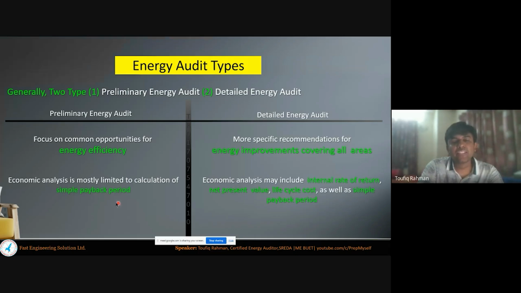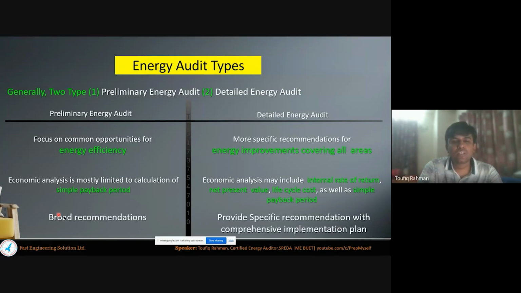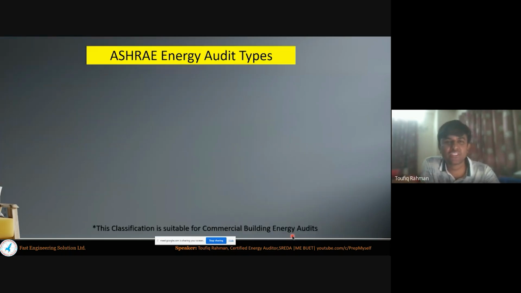Okay, the economic analysis for the preliminary energy audit is very simple, and the economic analysis for the detailed audit is very high level: IRR, net present value, life cycle cost, simple payback period, all are done in the detailed energy audit. The recommendations in the preliminary audit are broad, but the detailed energy audit is more specific to equipment, or more specific to process.